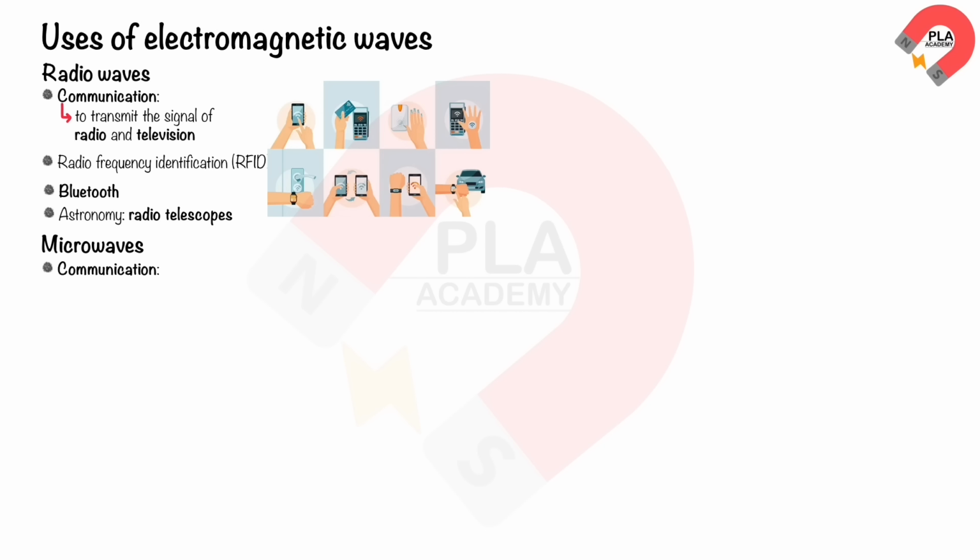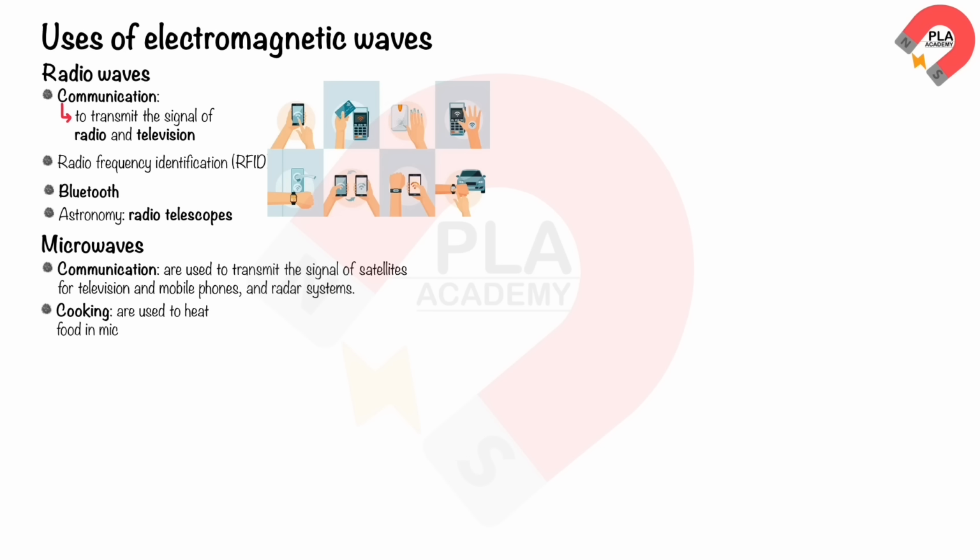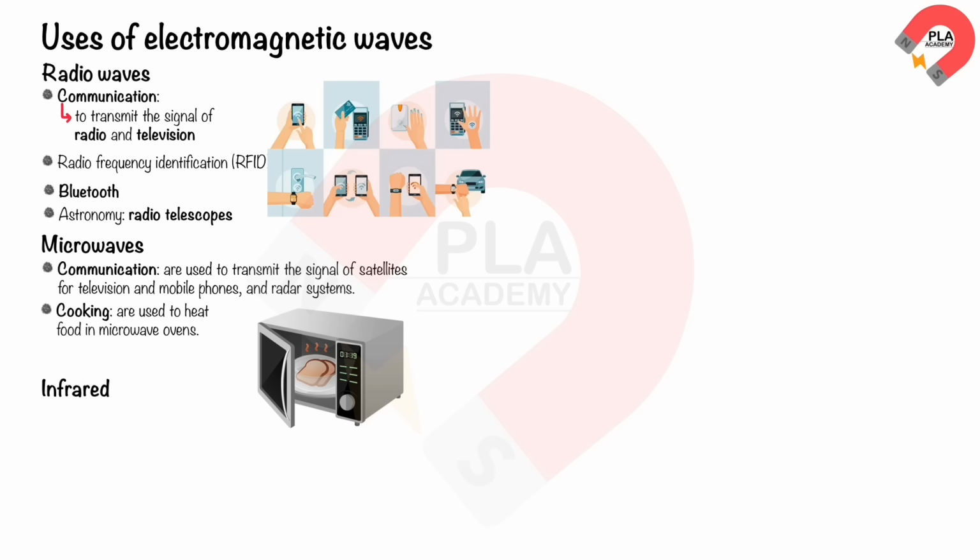Microwaves. Communication. Microwaves are used to transmit the signal of satellites, television, and mobile phones. They are also used in radar systems. Cooking. Microwaves are used to heat food in microwave ovens. They work by causing the water molecules in food to vibrate, which creates heat.